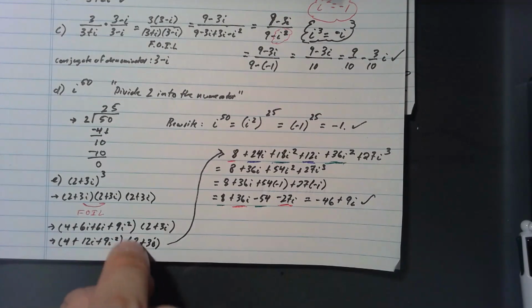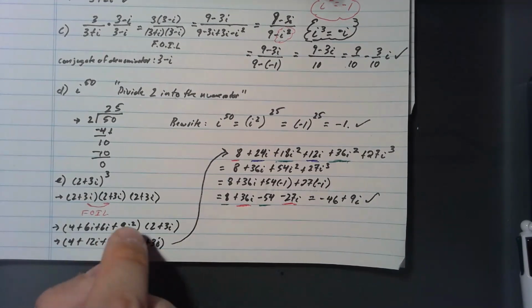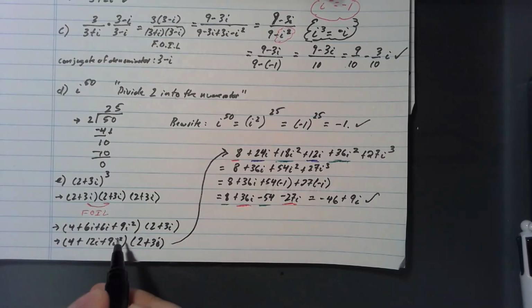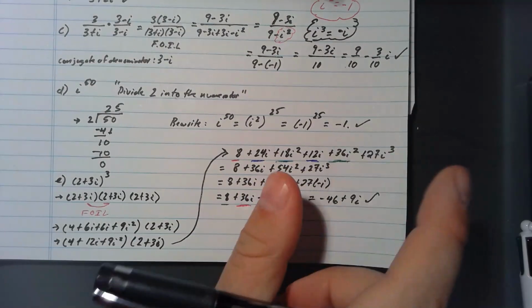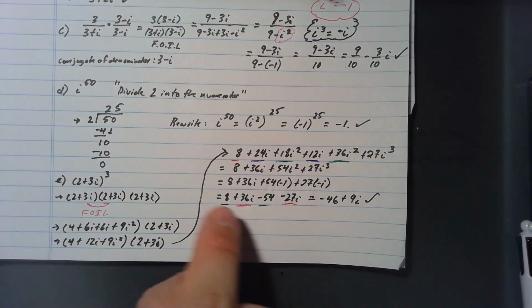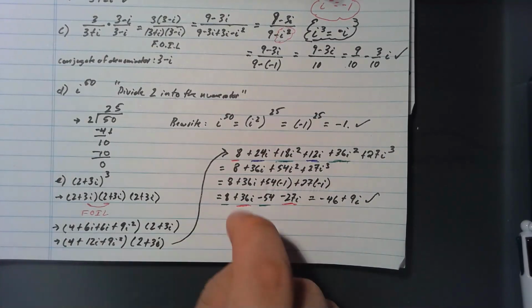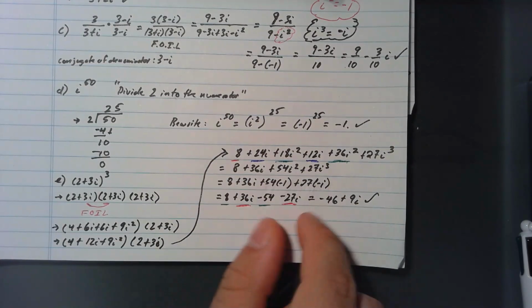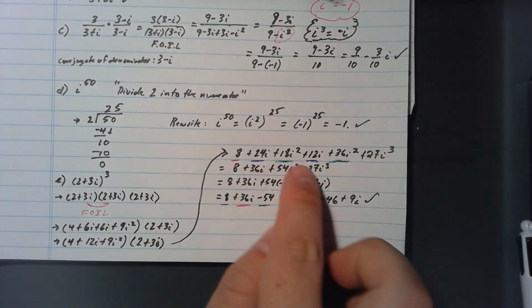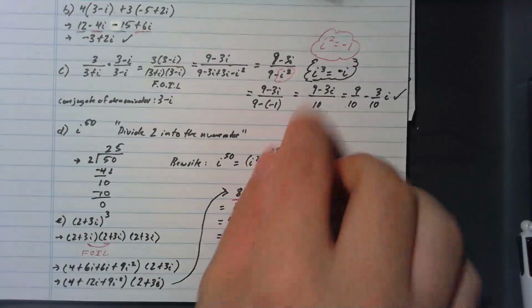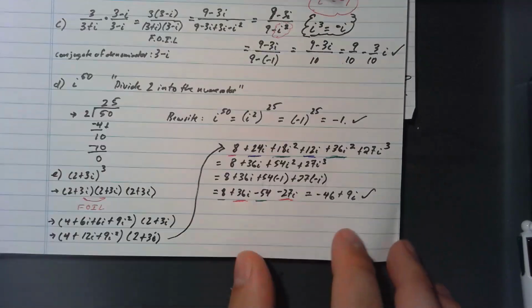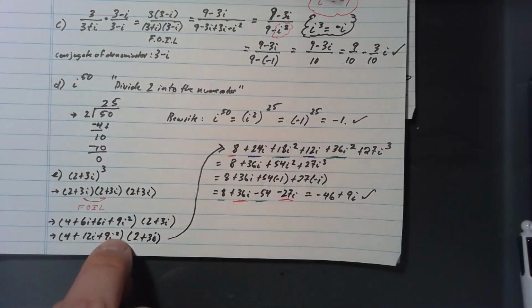Now, let me come back here and make this recommendation. You could replace the i squared here with -1. You could do that here and make this a little bit easier. However, you want to be careful about doing that because sometimes that could lead to issues. That's why I hold off until I do the product before I make the replacements for i squared and i cubed or whatever. So just be aware of that.